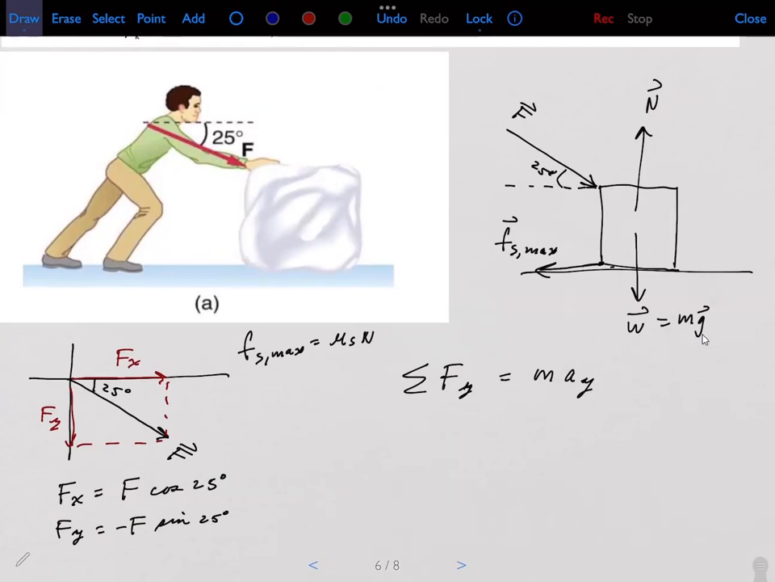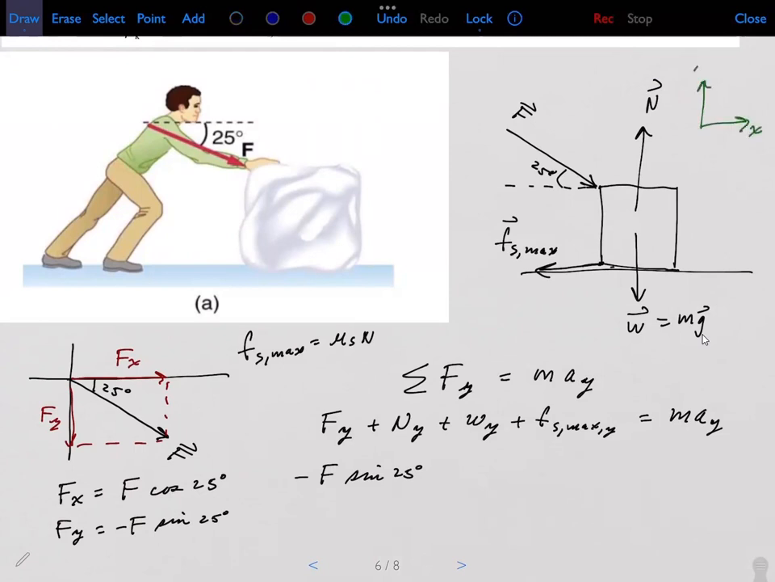Okay, so let me add up all the y components. So I have Fy plus Ny plus Wy plus Fs max y. That's got to equal may. So Fy, we just said, was negative F sine of 25 degrees. And all the other ones are going to be right along the axes, right? We're assuming, again, that we have this coordinate system: X is pointing to the right and Y is vertically upward.